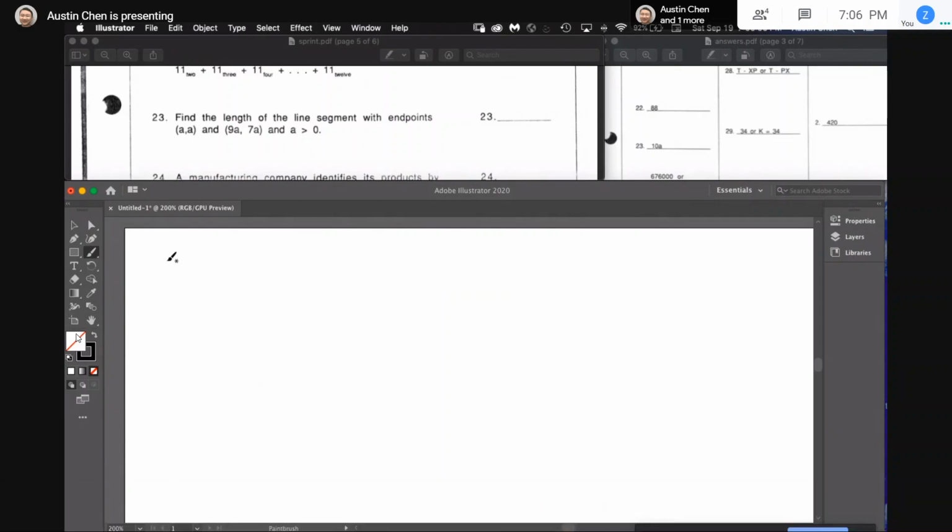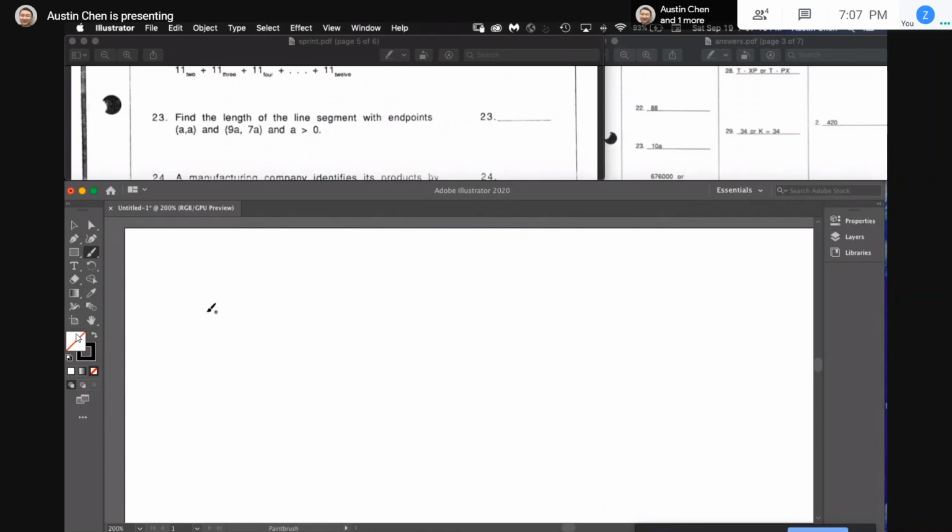Hello, welcome back to another Mathcounts meeting. Today we're on 1990 state sprint number 23. Find the length of the line segment with endpoints (a, a) and (9a, 7a), where a is positive.